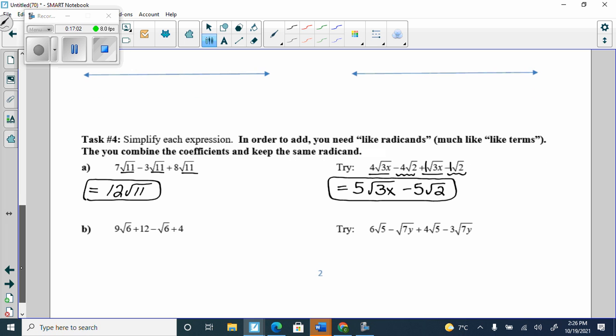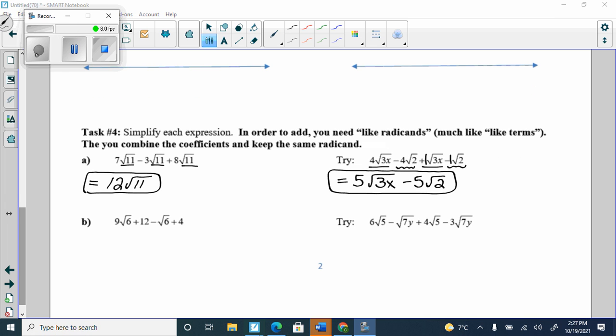So you try B and the try. Try that one and that one. So here I can go 9 root 6 minus 1 root 6. What's 9 minus 1? 8 root 6. And then 12 plus 4 is plus 16.